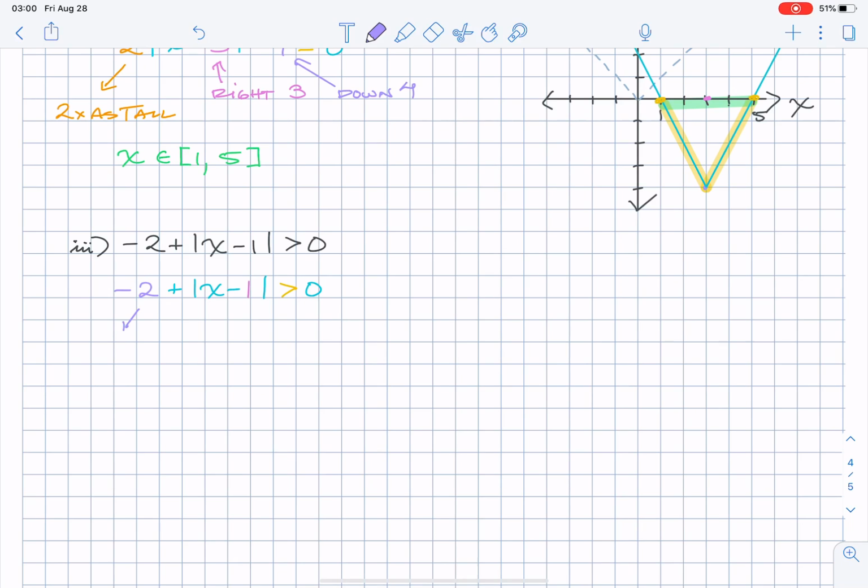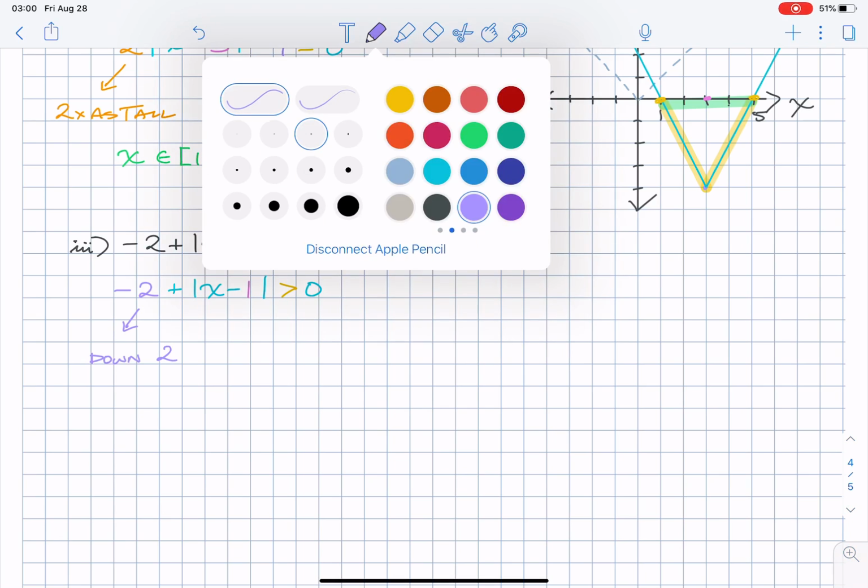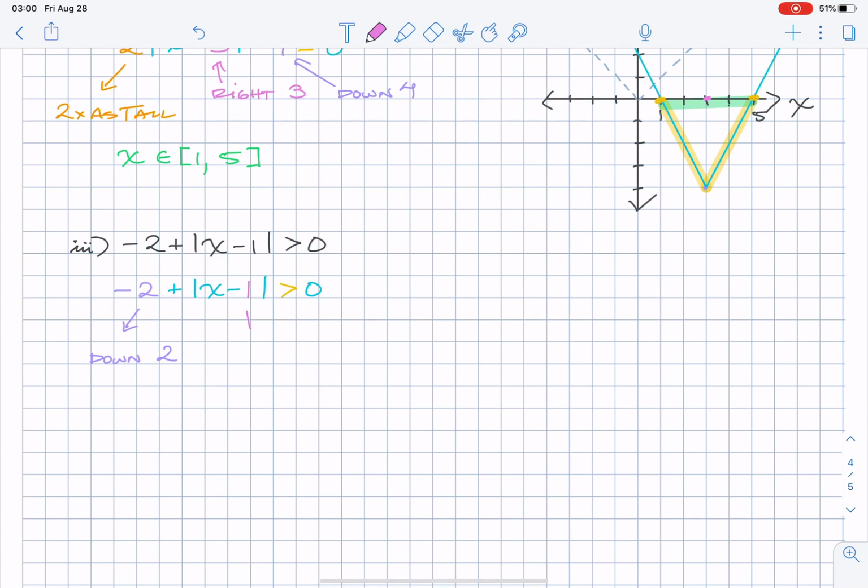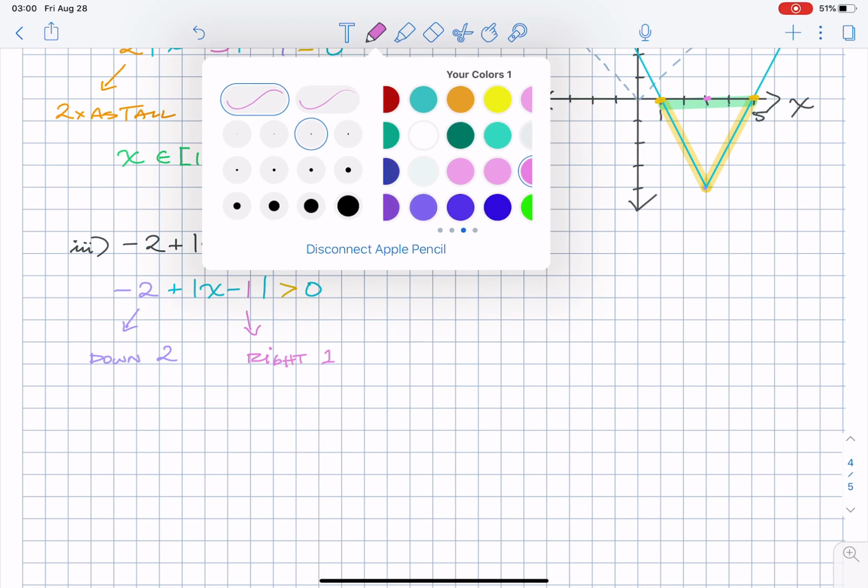So I know that that just means down, up or down. So down 2. The negative 1 inside the absolute value means right 1. And that's really all we have. So down 2 and right 1.